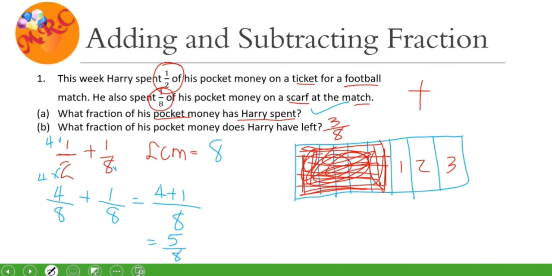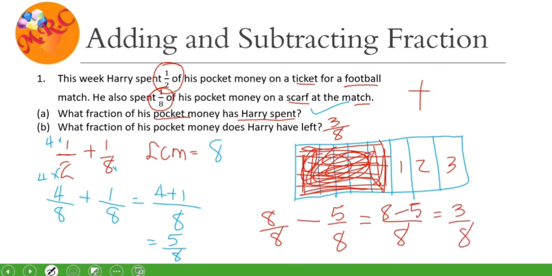Another way that you could look at it is that in total he had 8 out of 8 pieces and he spent 5 out of 8 pieces. Let's subtract. The denominators are the same, so we can just write our denominator down and say 8 minus 5, which gives me 3 divided by 8. So whichever method you use, you'd get the same answer.